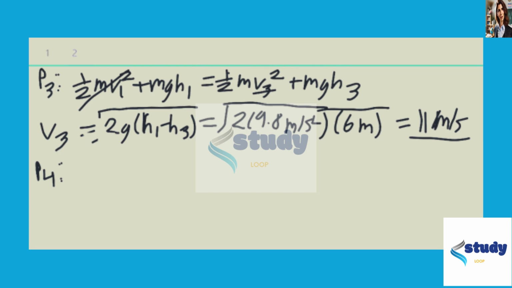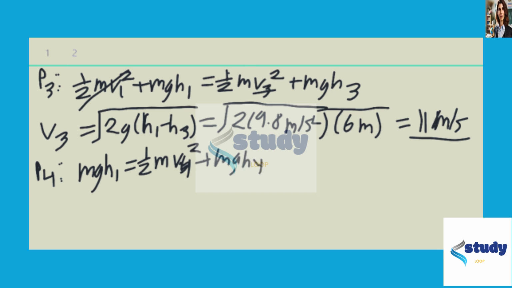Kinetic energy at point 1. We know that it's going to cancel and go equal to 0 because we are told that it starts from rest. So we just have mgh1 equals 1/2 mv4 squared, we're on V4 now, plus mgh4. Solve that equation for v4 by rearranging, and you get the square root of 2g.